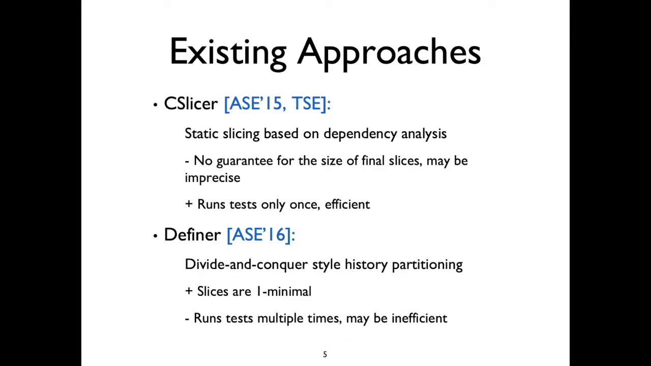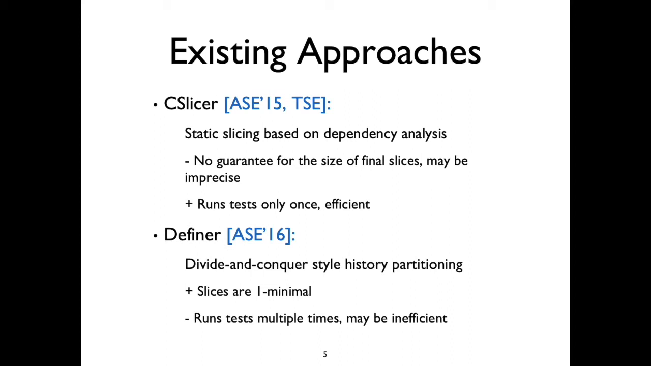We have implemented two approaches of semantic history slicing, CSlicer and Definer. They offer different trade-offs between efficiency and precision. CSlicer identifies a set of commits essential for passing tests based on static dependency analysis. It provides no guarantee for the size of final history slices, thus may be imprecise. However, it only executes tests once, so it is efficient.